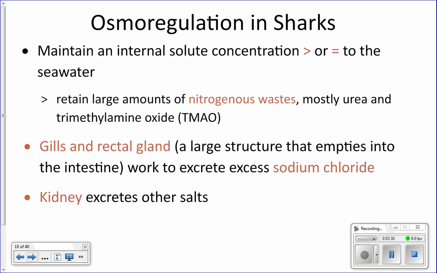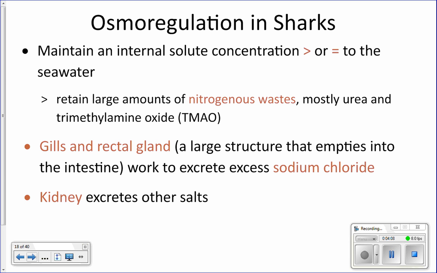They actually retain large amounts of nitrogenous waste. What does that mean? Well, they maintain this chemical in their body called urea. Urea is a product of your metabolism. So when your cells break down your food and use energy, they produce urea. And normally your kidneys filter that out and it goes out in your urine, okay, and you pee it out. Sharks and skates and rays will actually maintain some of that urea in their muscle tissues rather than filtering it out. So by having that urea in their tissues, their solute concentration can be equal to the salt water. Does that make sense?